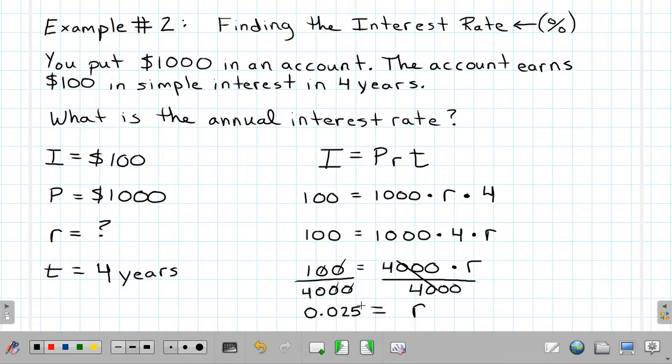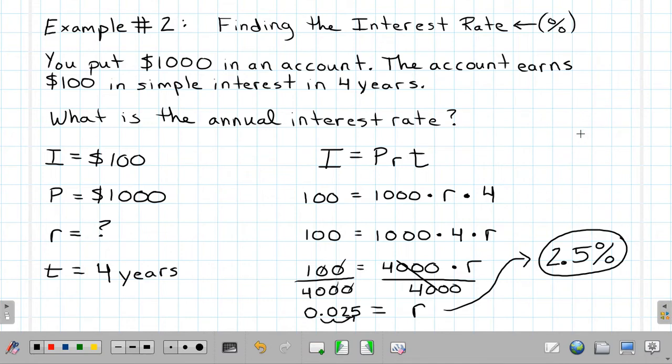Now, we've got to remember, what are we asking for? The interest rate. The interest rate should be a percentage. So this 0.025, we need to now turn into a percentage. We move the decimal place 2 places over, so we get 2.5%. So our answer here for R is 2.5%. That savings account that you have has an interest rate of 2.5%.